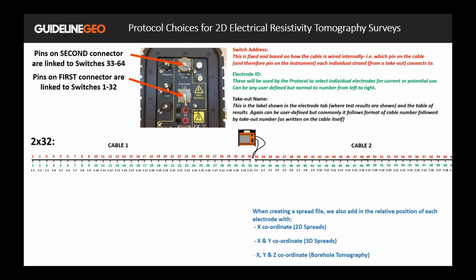And remember, this spread file is usually written with a unit spacing of 1. Then when we access the spread within the Terrameter, we select the true electrode spacing for the particular spread that we're using on site.